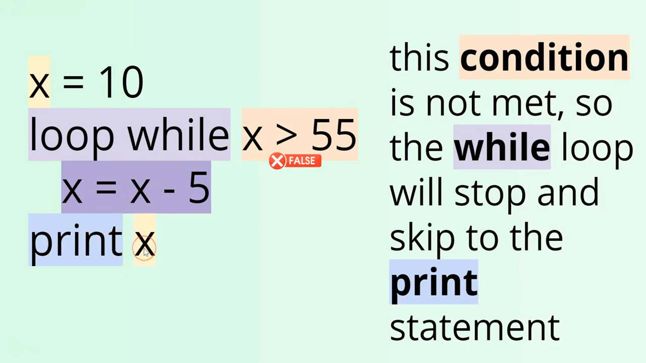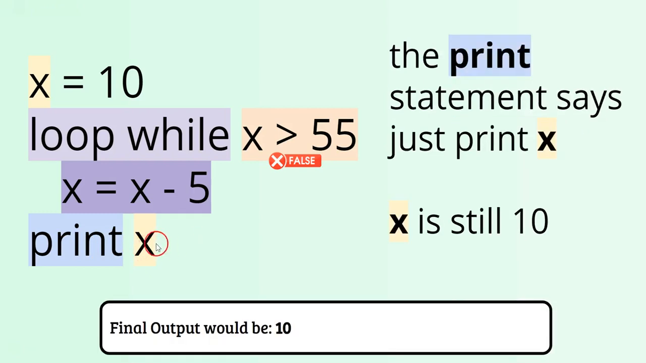Well, we already know what x is, right? X is 10. So it's just going to print 10. It's just going to print the number 10, right? X starts at 10. Do this while loop. The while loop is false, so skip the while loop and print x. Okay, that was the easy one because the while loop was false.